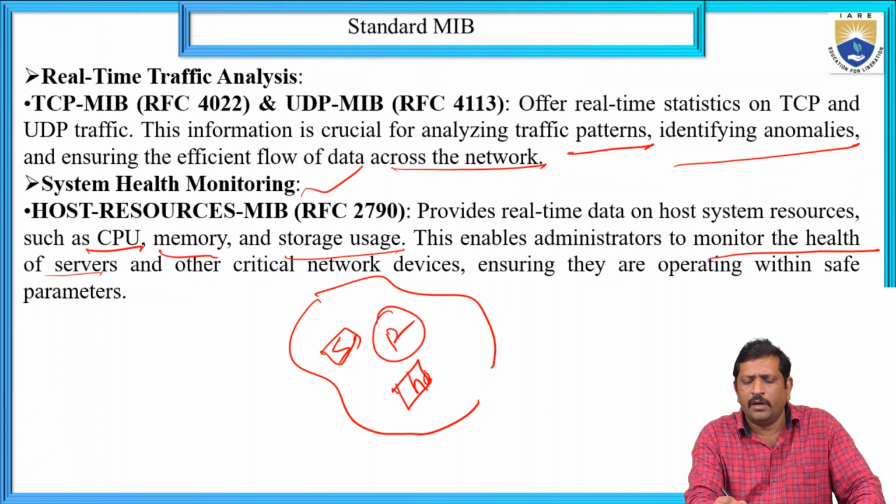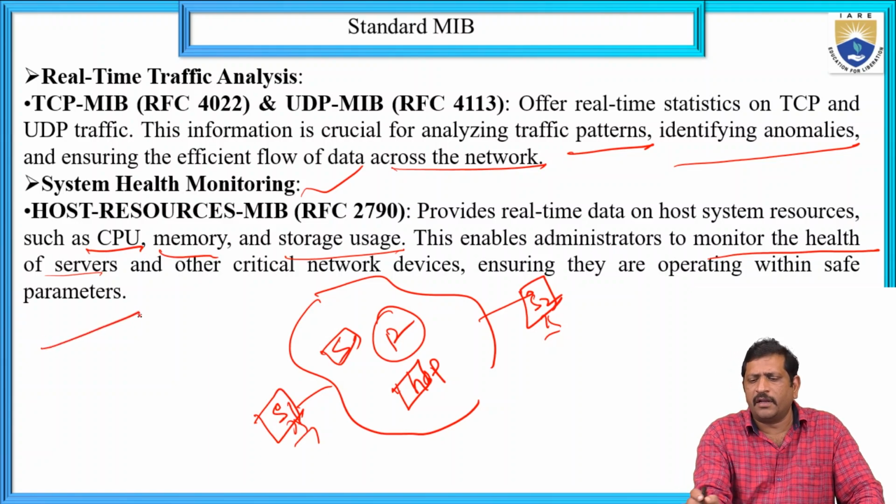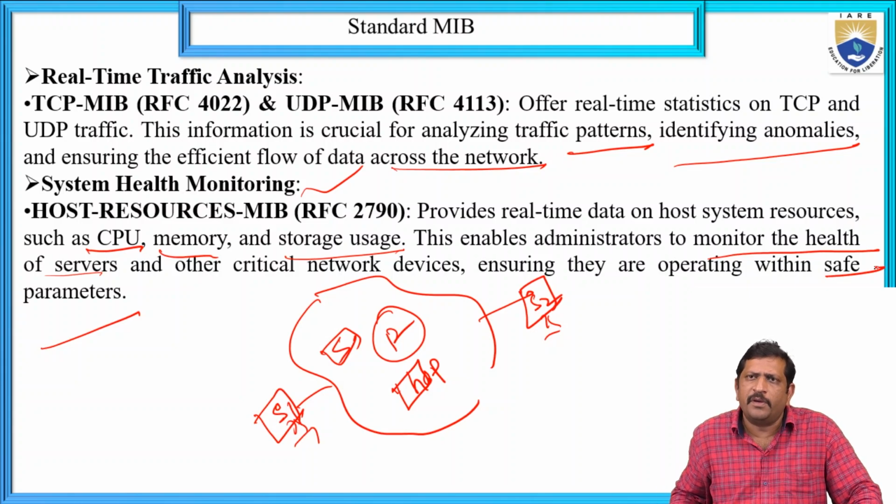We are monitoring each and every device that is utilized between the two systems, system 1 and system 2, while establishing the communication. While communicating between the two systems, we can monitor device failure and critical network devices, and whether they are operating within safe parameters or not. Everything can be monitored.